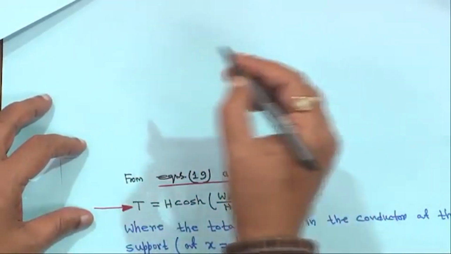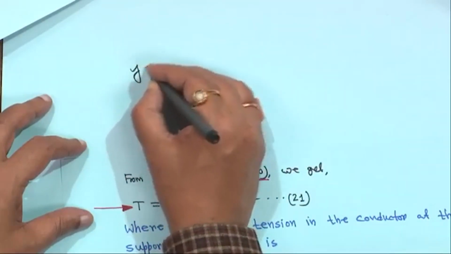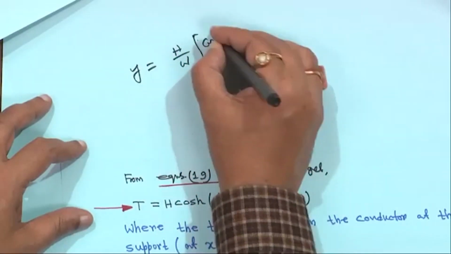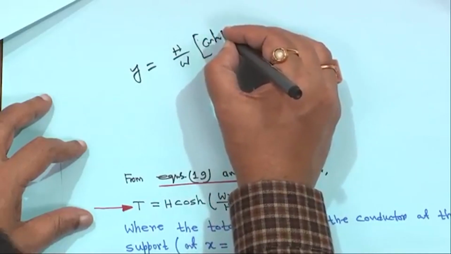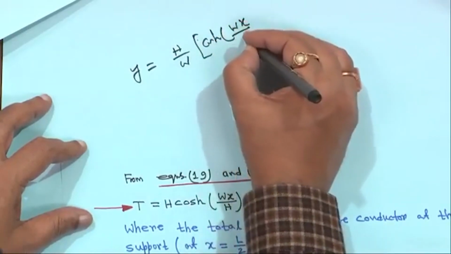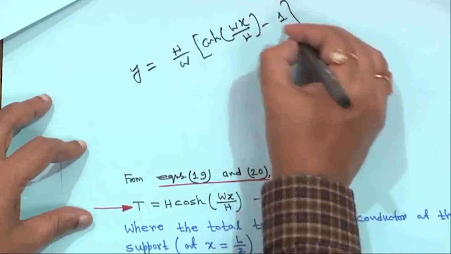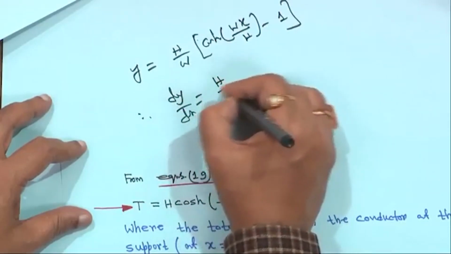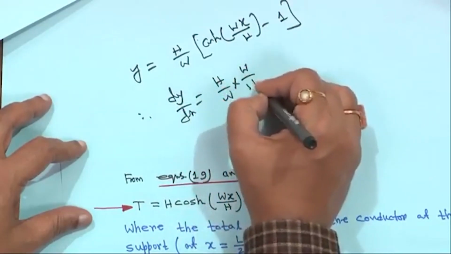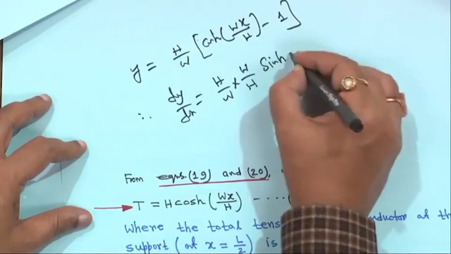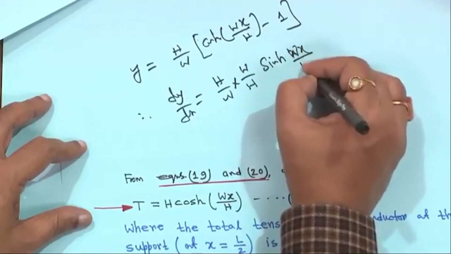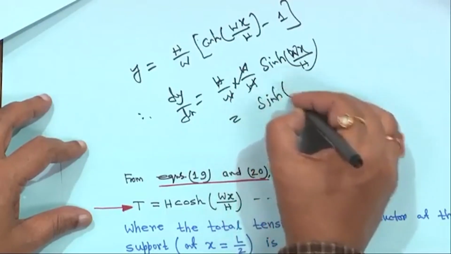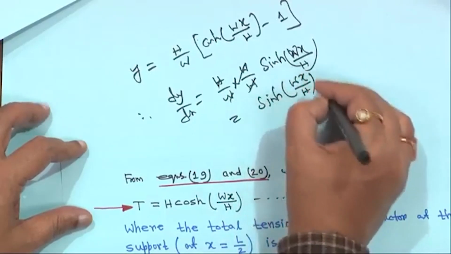So, for example, y is equal to h by w, then this is cos hyperbolic, right, w x divided by h minus 1. So, if you take the derivative of this one, then dy by dx will be h upon w into w upon h, then sin hyperbolic w x by h, right. This one will be cancelled, is equal to sin hyperbolic w x by h.